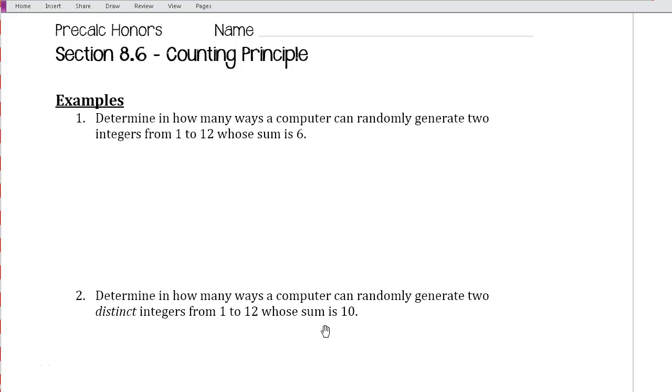We're looking at section 8.6 in this video with the counting principle. We're going to look at a number of examples to help us explain the concepts. And if at any time you feel like you want to try the examples on your own, feel free to pause the video and then restart it so you can check your answers. And then, as always, make sure that you write down your questions and ask them the next time you see me.